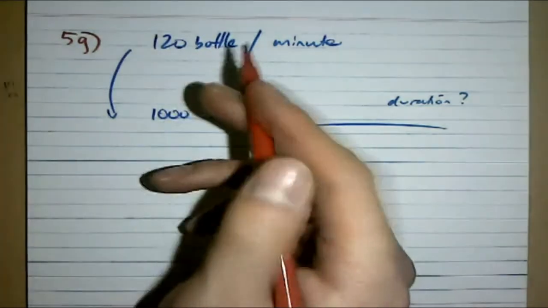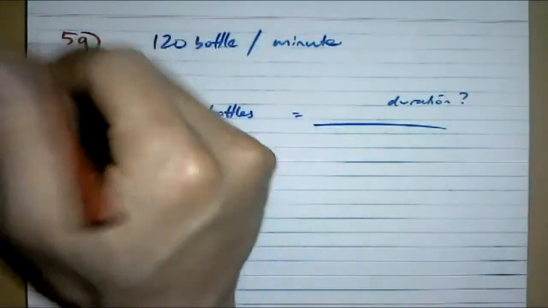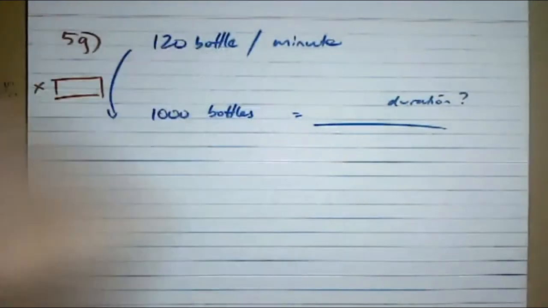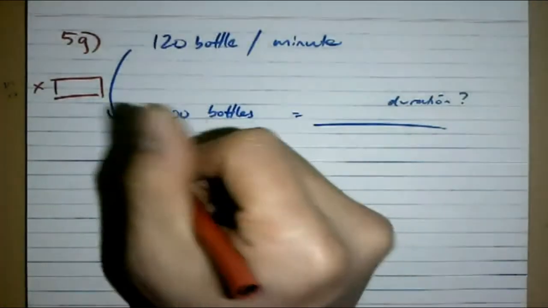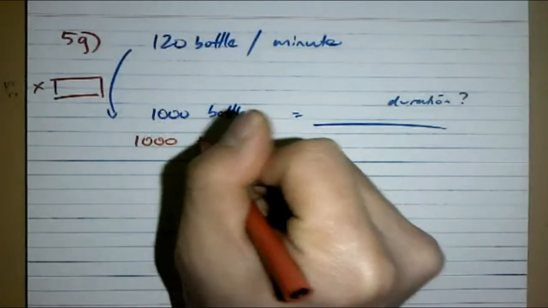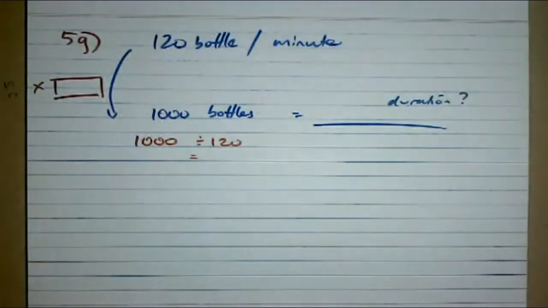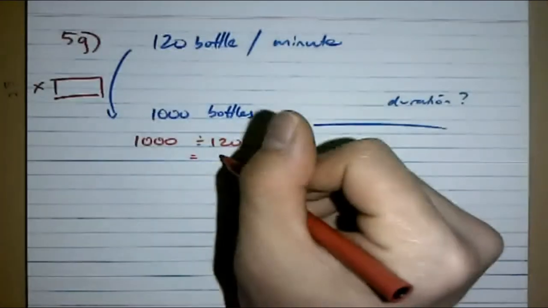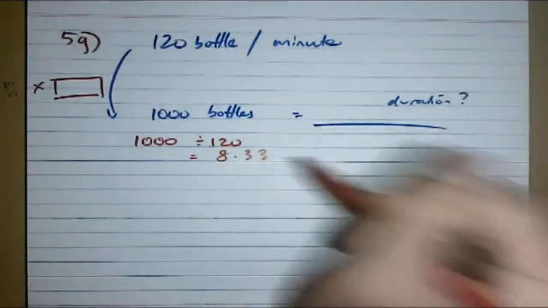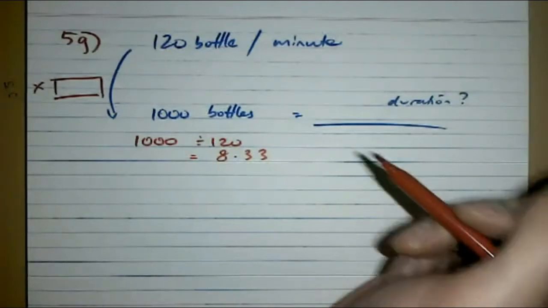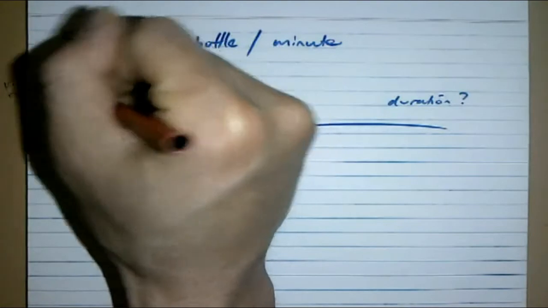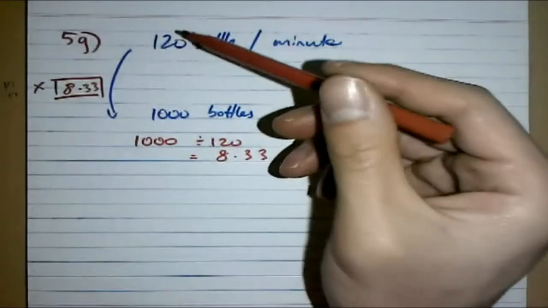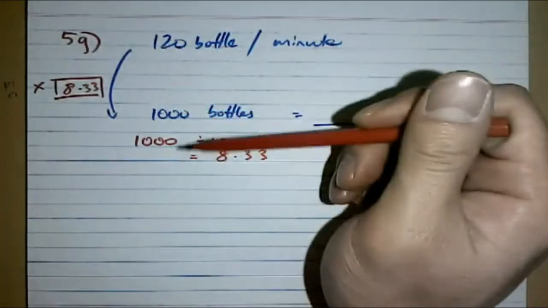Now watch it. If you want to work out what the magic multiplication is, you will take the 1,000, then divide it by 120. So this becomes 8.33, yes? So what that means is it's going to be a multiplication of 8.33. Now the way I work out the magic multiplication is to divide.